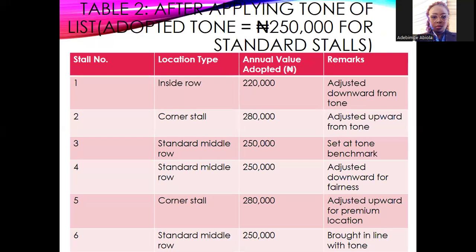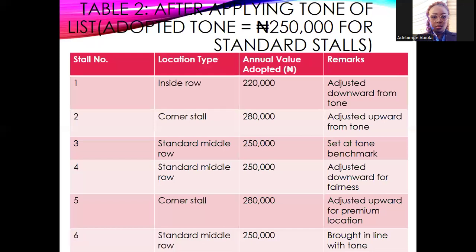So this shows after the tone of list. What do you notice in the standard middle row? You notice that everyone is now paying the same rate. See the corner shops also. They are now paying 280,000, 280,000, 250,000, 250,000, 250,000. That is the way it should be.